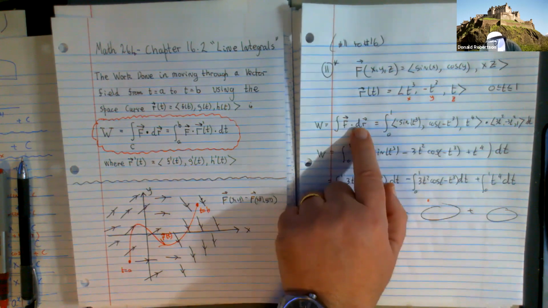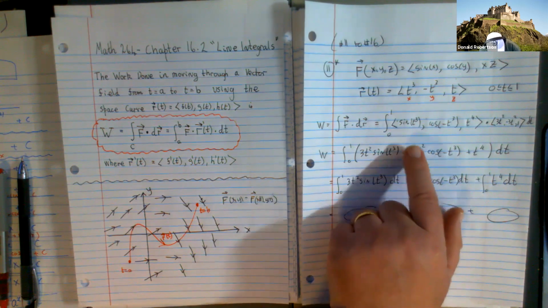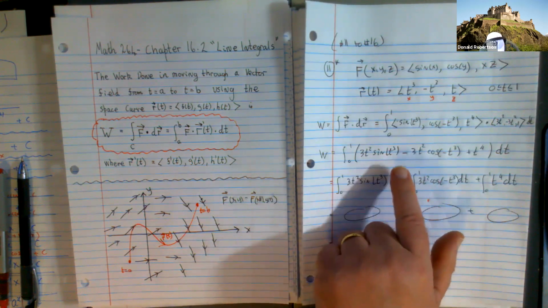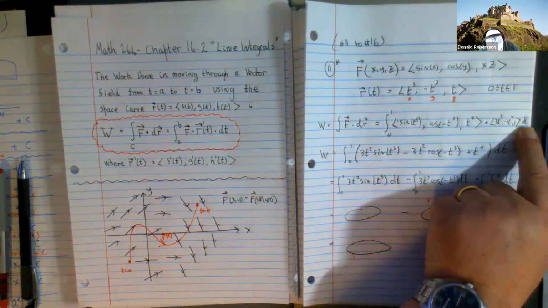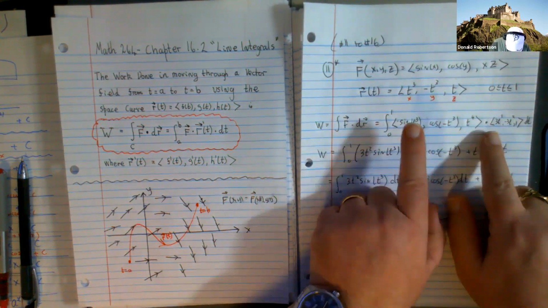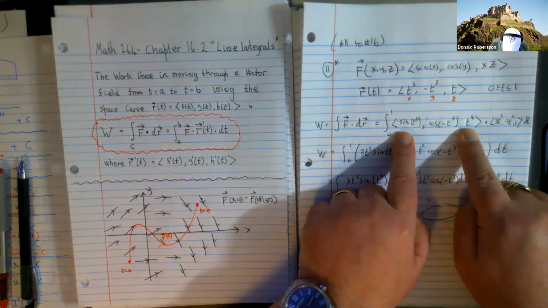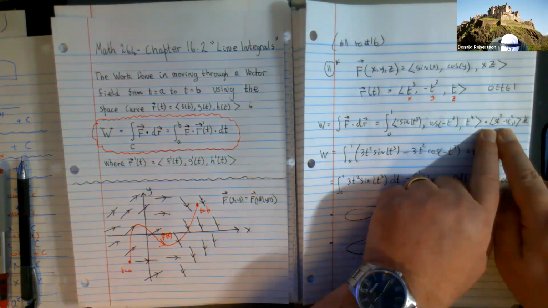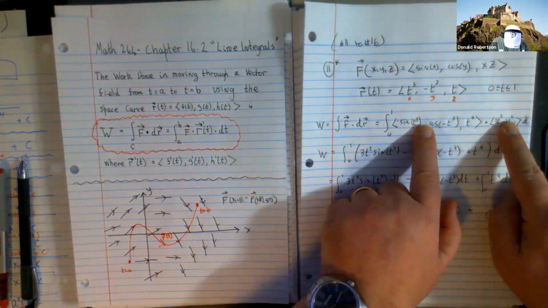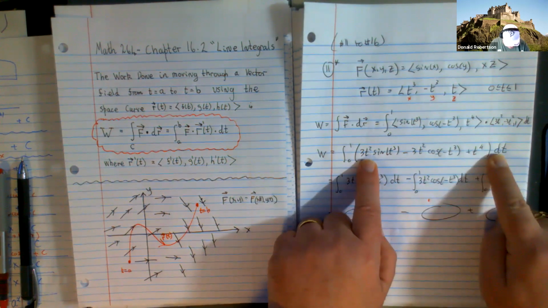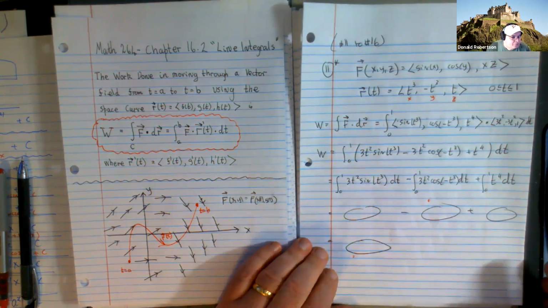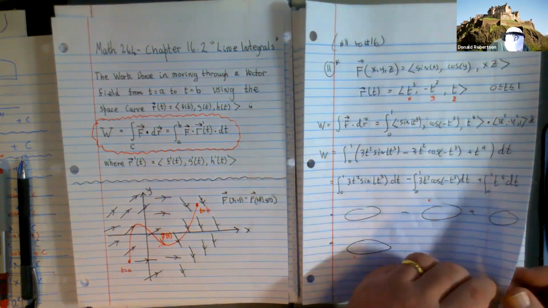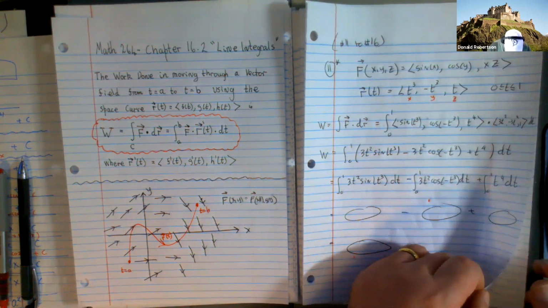Your r guy gets differentiated. You stick a dt. So now you'll have your vector field in terms of t, r dashed of t in terms of t, dot product will give you a single integral, and then split it into bits to make it easy to calculate. And that's pretty much how most of the questions today are going to pan out.